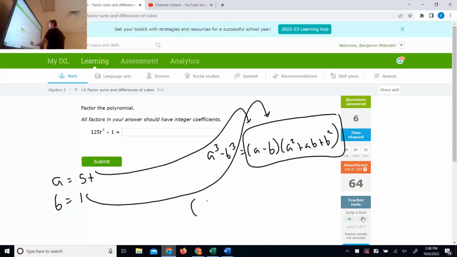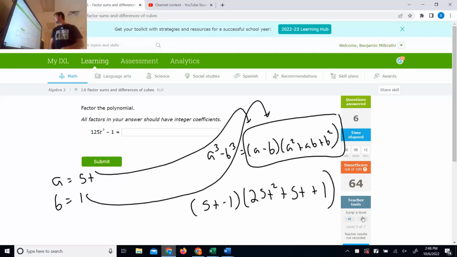It's going to be 5t minus 1. I'm going to square 5t. That's going to be 25t squared. I'm going to find their product. 5t times 1 is plus 5t. And then when I square a 1, I get a 1. Oh, I hate the letter T's when you're writing stuff out. They look like plus symbols, don't they?